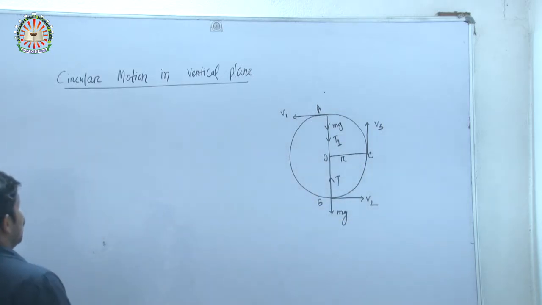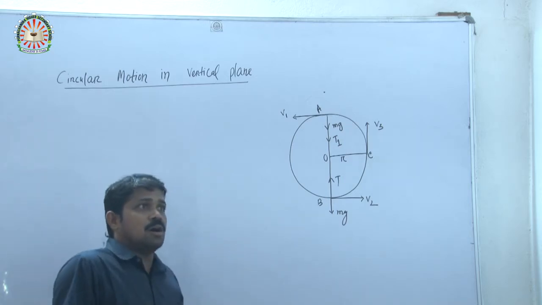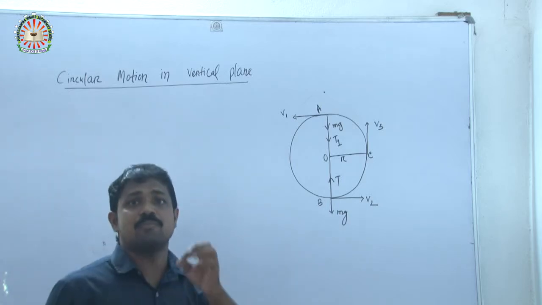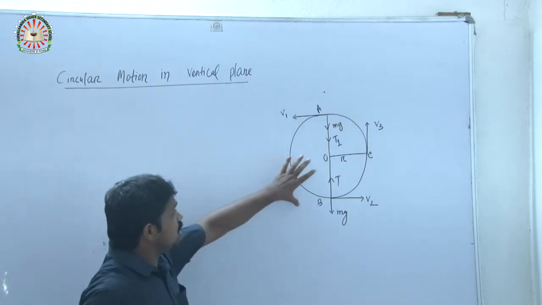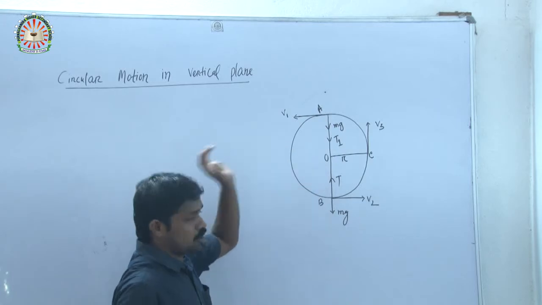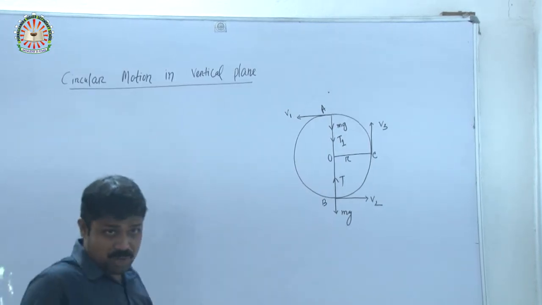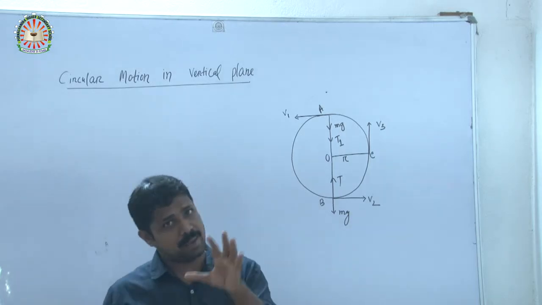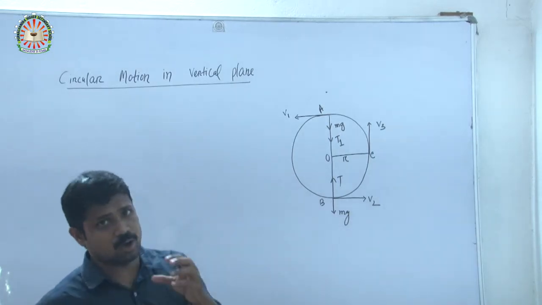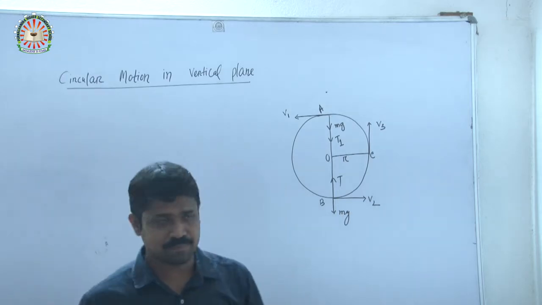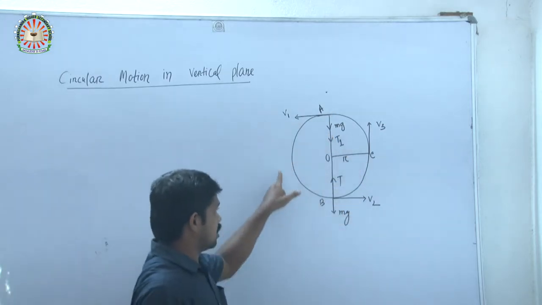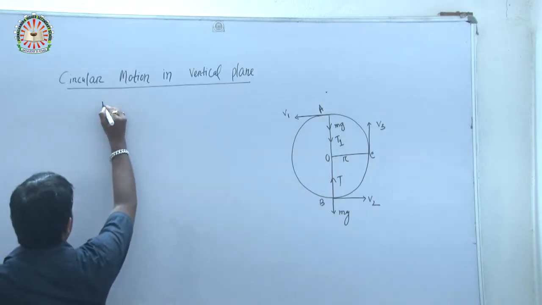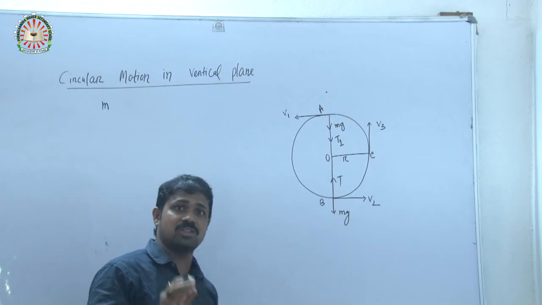Okay. So let us find out what type of characteristics it will give when an object moves in a circular motion in a vertical plane. So, all of you look at the figure very carefully. What are we assuming here? First of all, let us take an object having a mass m, which is in a circular motion with different velocities.